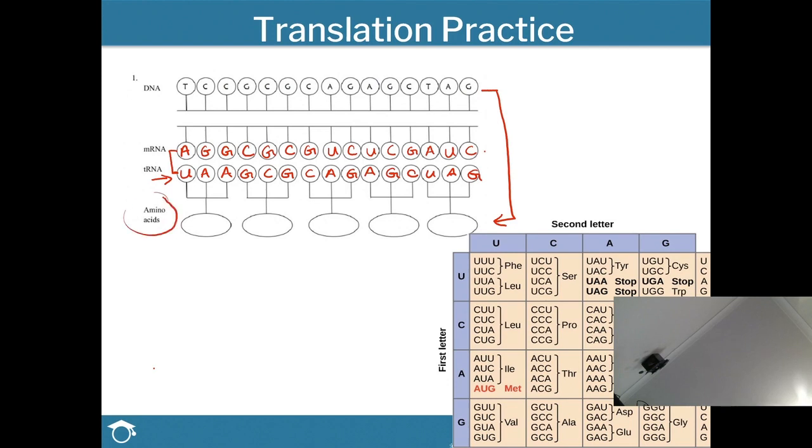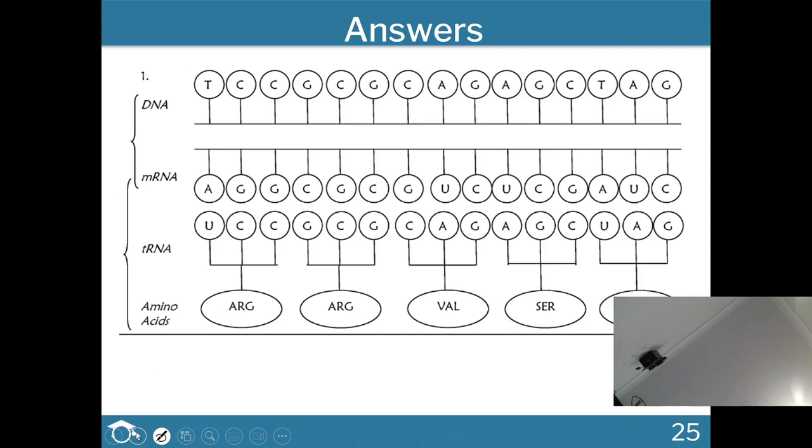However, each of the amino acids that is formed is from the original mRNA strand. So I'm reading AGG, which is Arg, CGC, which is also Arg, GUC, which is Val, UCG, which is serine, and AUC, which is Ile, like so. And so that's the model answer. That would be an example of what you're required to do.